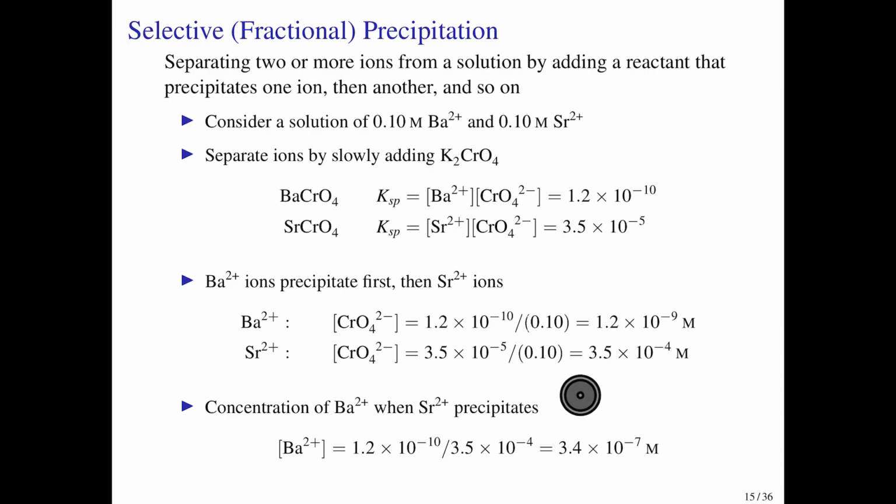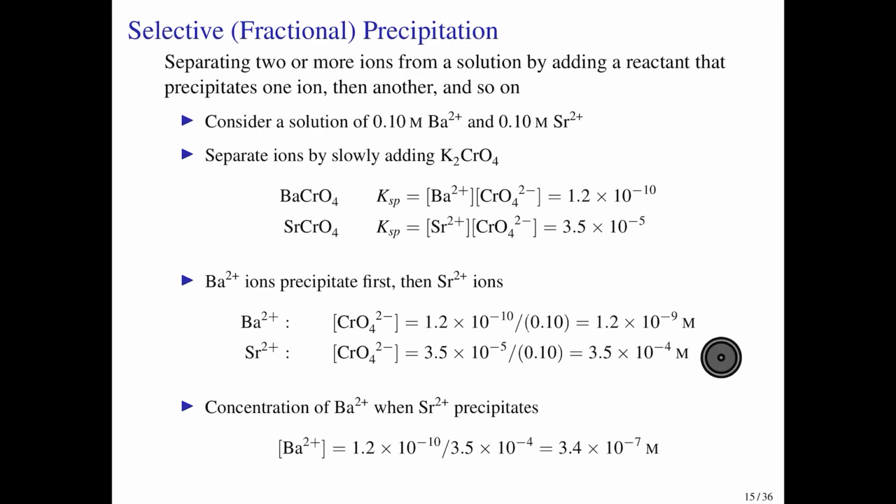In this follow-up question, we're asking, let's suppose that we precipitated out the barium, and then we've just reached the point where the strontium has started to precipitate out. So the chromate concentration has reached 3.5 × 10⁻⁴ moles per liter. The strontium is about to start falling out of solution. How much barium is still left in the solution?